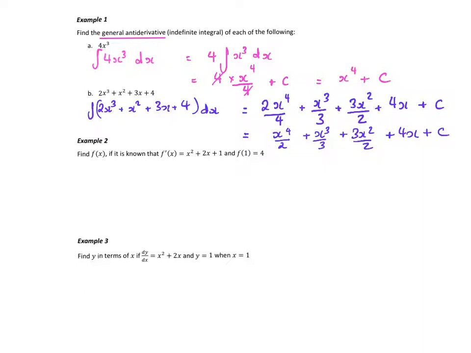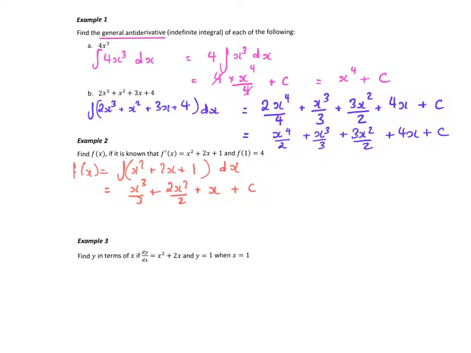Now the next one, we're given f dash of x and we want to find f of x. So that means that we're anti-differentiating. So f of x would be equal to the integral of x squared plus 2x plus 1 dx. So let's integrate that first because we've got another part here, and that becomes x cubed on 3 plus 2x squared on 2 plus x plus c.